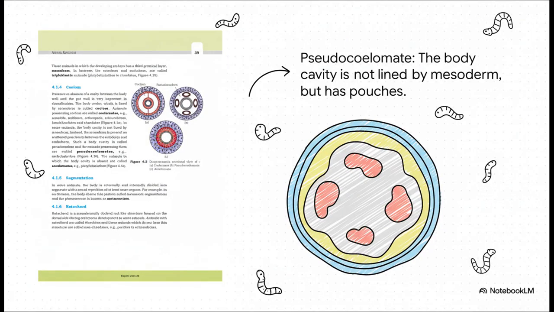Next up is the pseudocoelomate. Pseudo, of course, means false, and you can see why. There's definitely a body cavity there, but the mesoderm doesn't form a solid lining. Instead, you see that red layer just in scattered pouches between the outer and inner layers. So it has a cavity, but it's not a true, fully lined coelom.